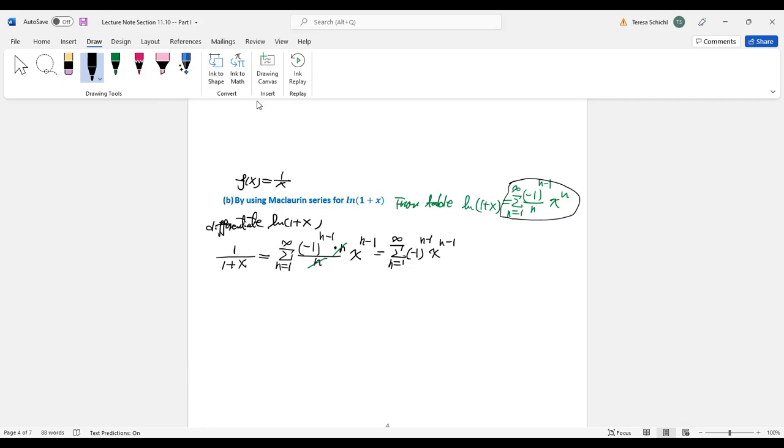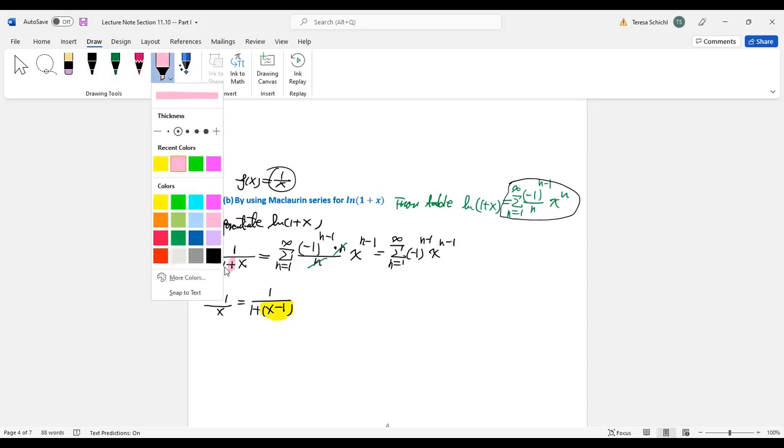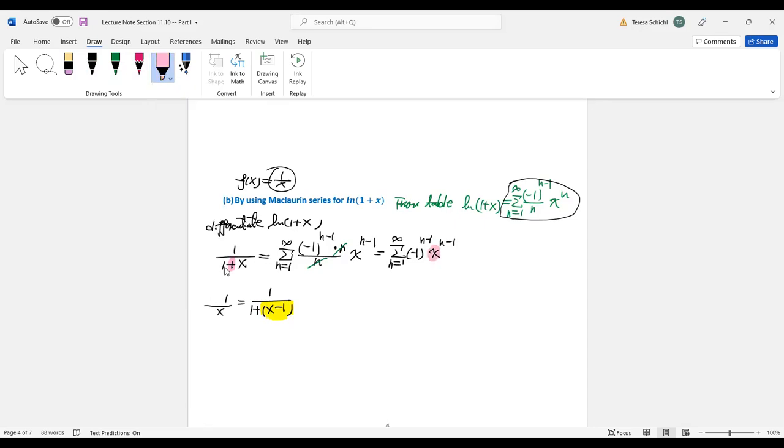Okay, so now let's try to manipulate it. Now I know this one is here, and I'm looking for 1 over x. So let's say for the 1 over x, right now I need the plus, so I will say this one will be 1 plus x minus 1, correct? So take a look here: this is your new x, and this is your purple x here. Okay, so now let's put it back into my series.